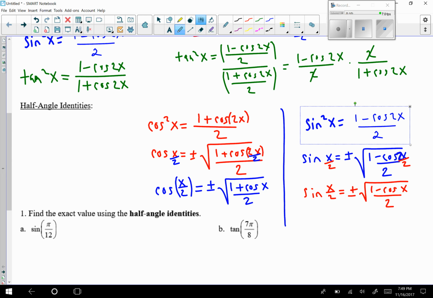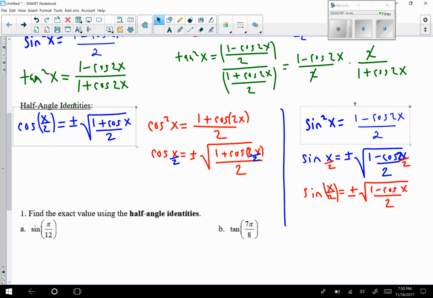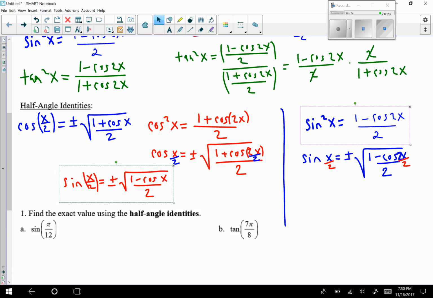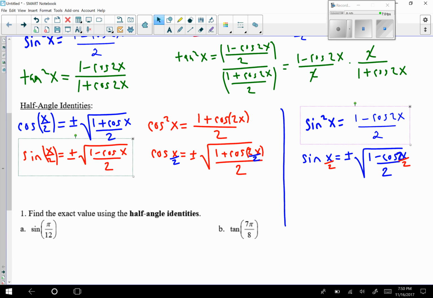So now I have my cosine and my sine half angle identities. So I'm just going to go ahead and move those over here. That's my cosine and my sine. And again, we just used the power reducing identity to help me find that, which comes again from your double angle formulas. So then the next part we want to do is find the tangent half angle identity.